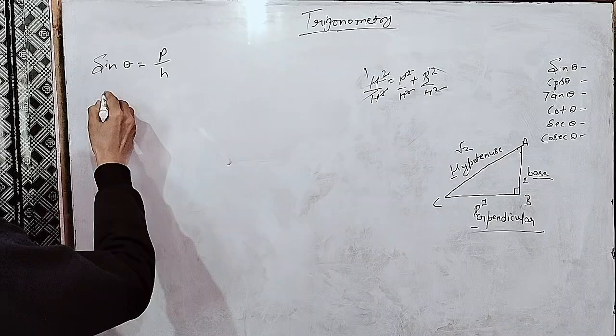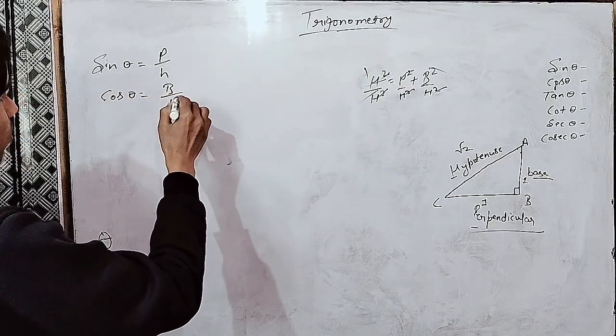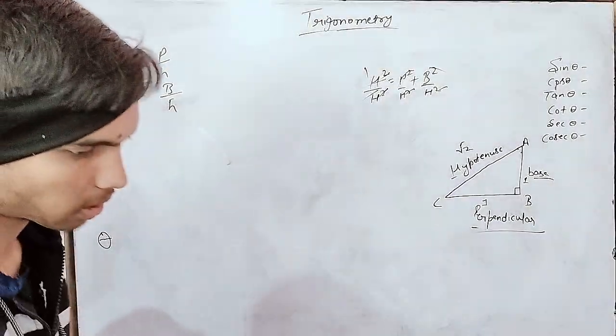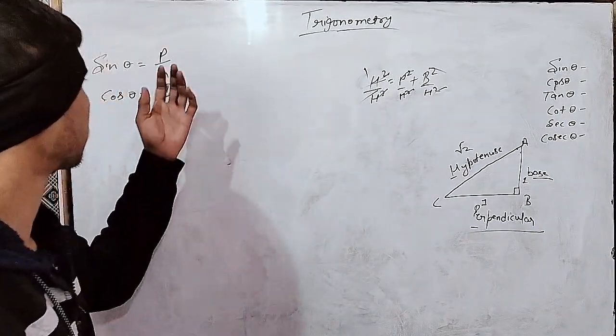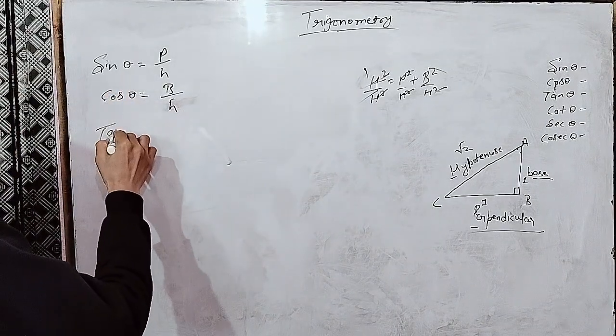Cos theta is next: B by H. So it is very simple to understand. The first letter starts from P, perpendicular, then base, then tan theta.